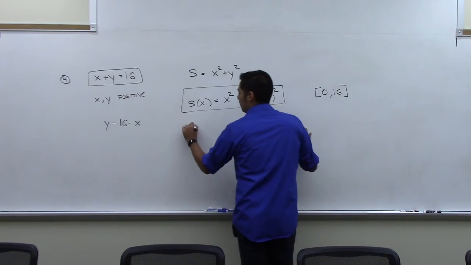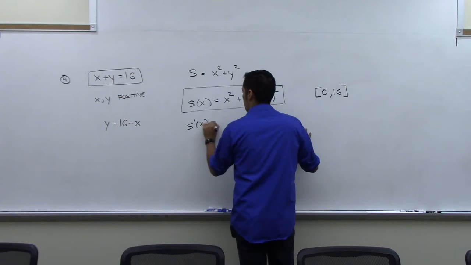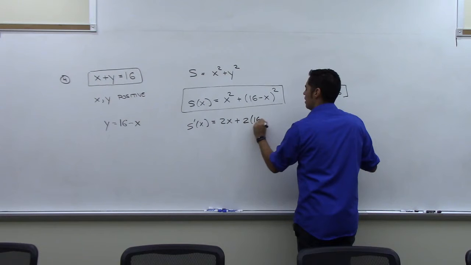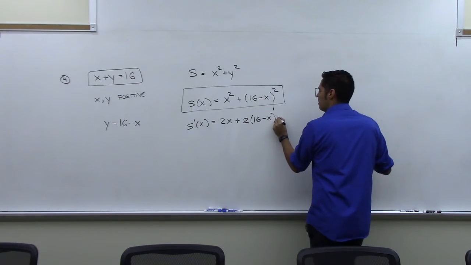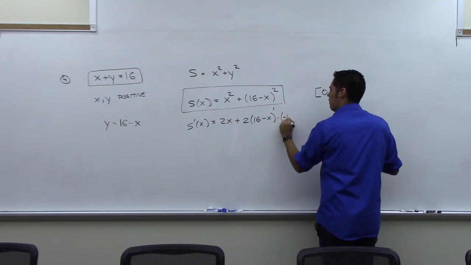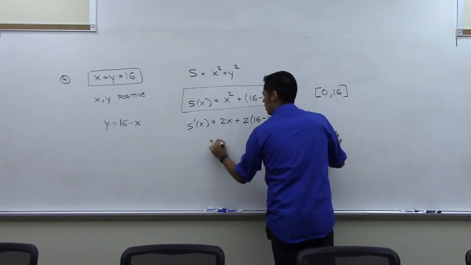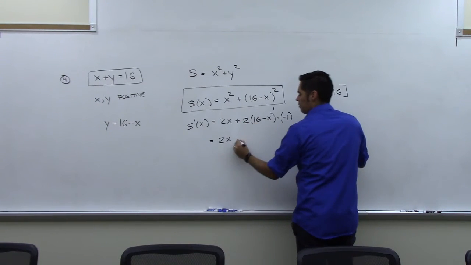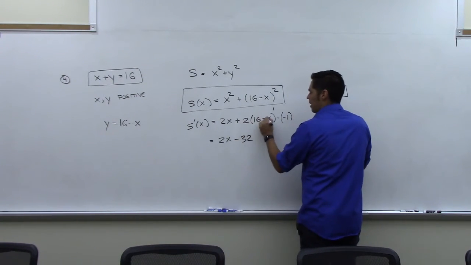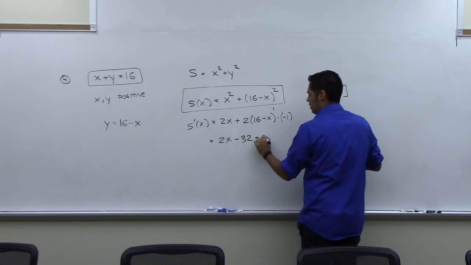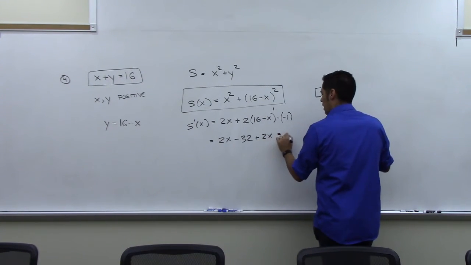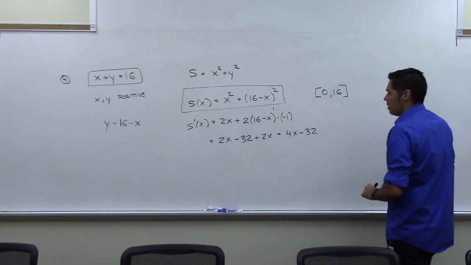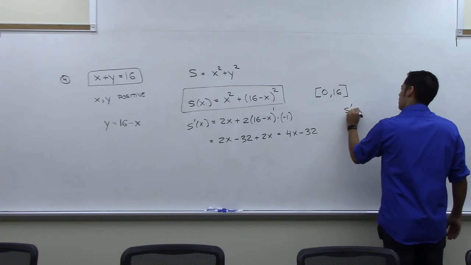I'm going to go ahead and take the derivative of this now. This is 2x plus, this is chain rule, so 2 pops out, 16 minus x to the first power times derivative of what's inside, which is negative 1. So this is really just 2x. I'm going to put this negative 1 on this 2 and distribute it through. So negative 32 and then minus 2x, but then the negative is going to make it plus 2x. So we get 4x minus 32. That's our derivative.